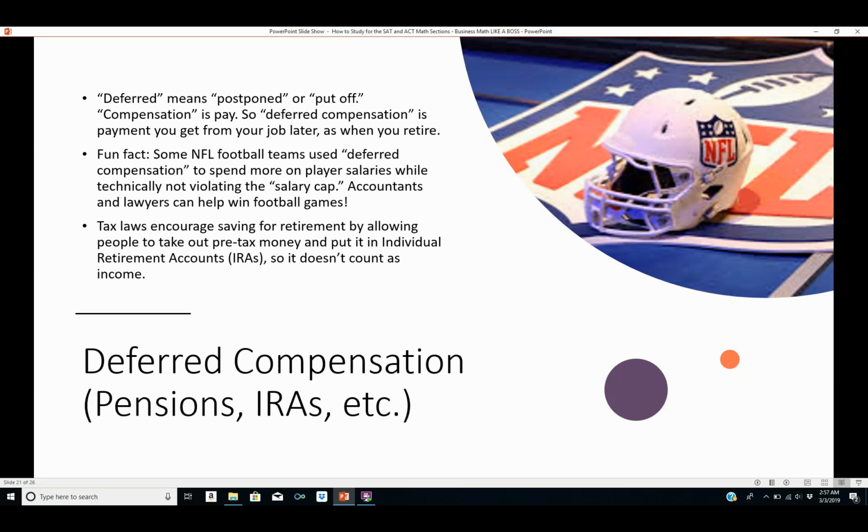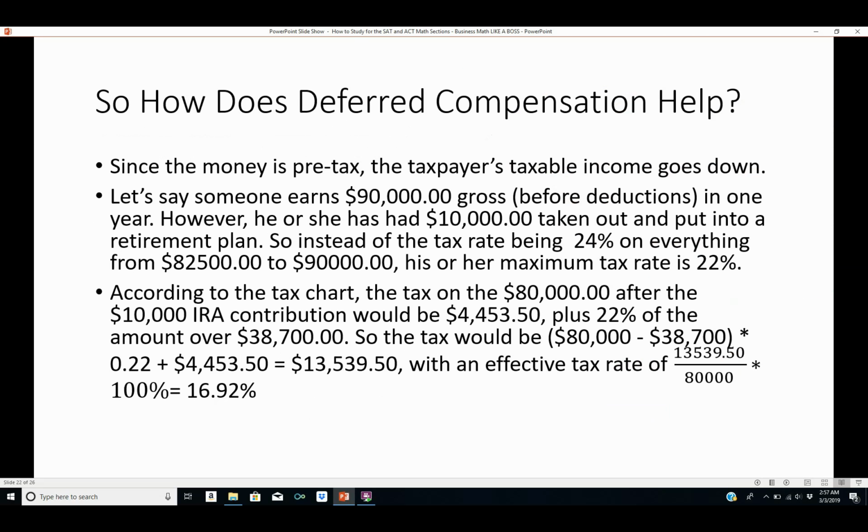Tax laws also encourage saving for retirement by allowing people to take out pre-tax money and put it in individual retirement accounts, IRAs, so it doesn't count as income when you save it, and it only counts as income when you actually spend it after you're retired. There are a few reasons why that's good. So how does deferred compensation help? Well, since the money's pre-tax, your taxable income goes down.